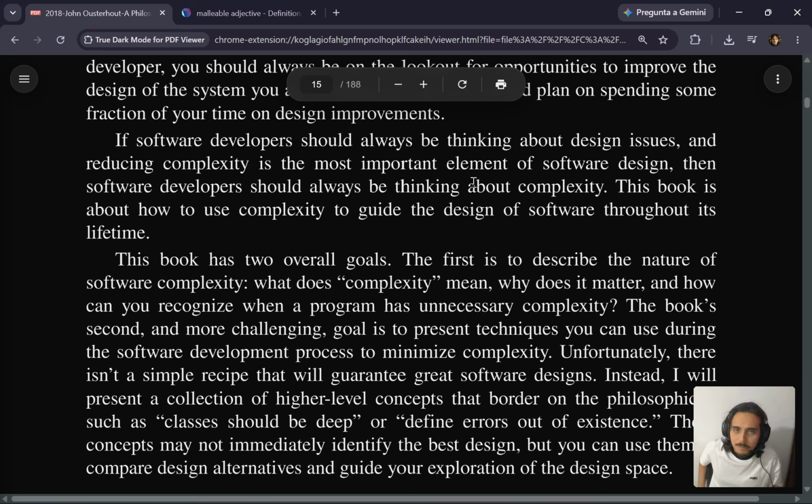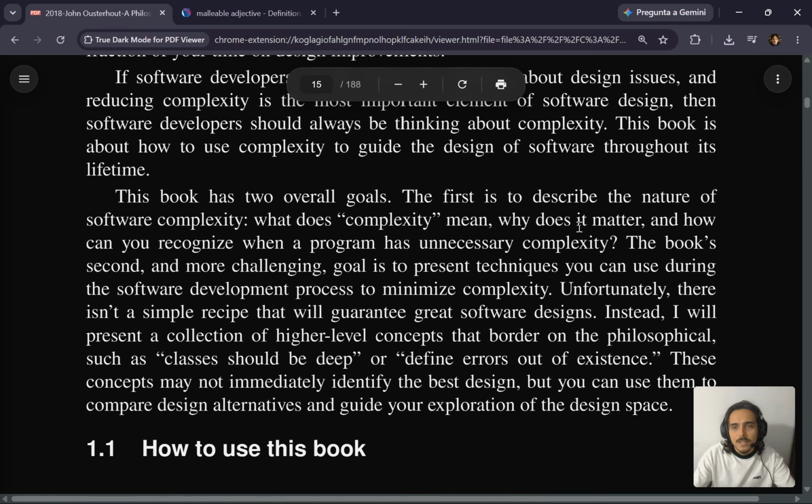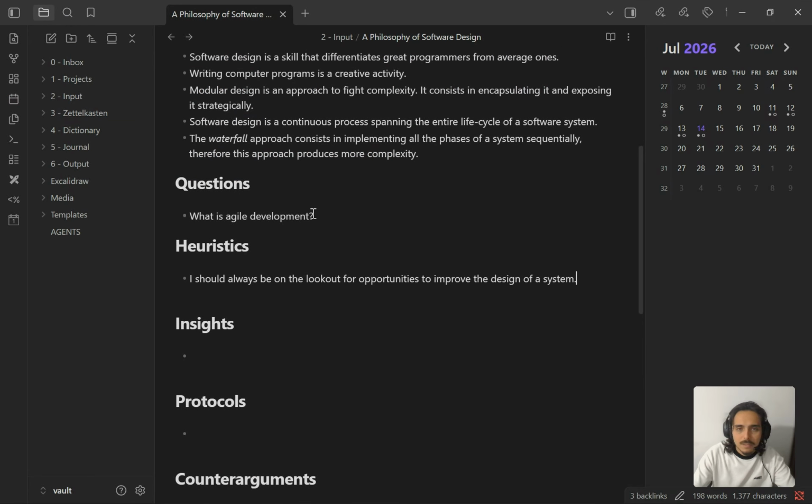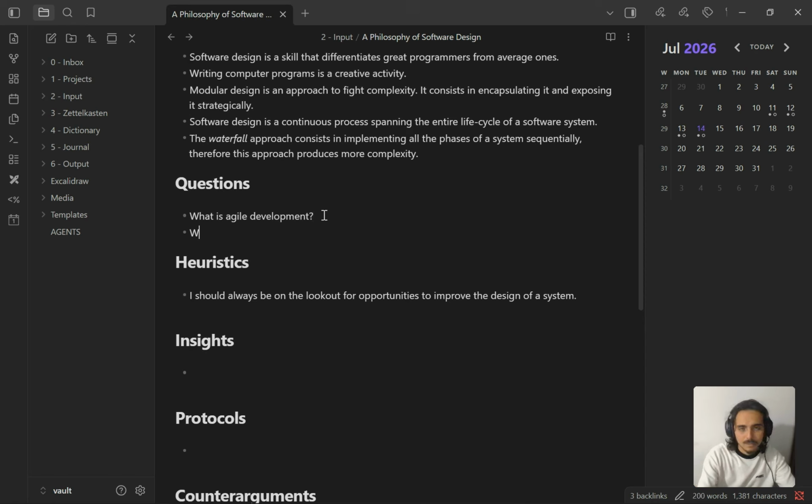Okay, complexity is important. This book has two overall goals. The first is to describe the nature of software complexity. What does complexity mean? Why does it matter? So we are going to leave these questions here, but they are going to be answered in a moment. What is complexity?